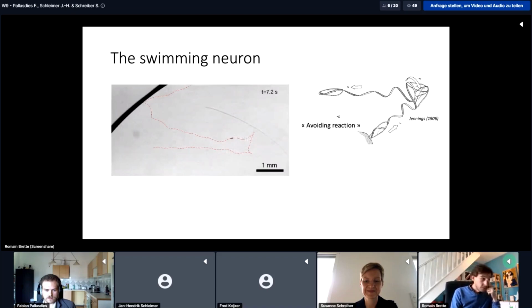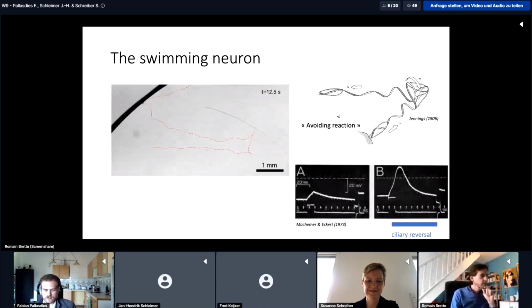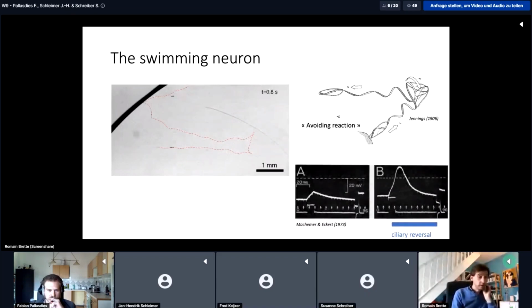And so why has it been called a swimming neuron? That's because this avoiding reaction is triggered by an action potential. It has been known for a long time, since the 60s. In fact, in the 60s and 70s and a little bit into the 80s, there was an active community working on Paramecium from a neuroscience point of view. And it was not a niche line of work. It was published in mainstream journals like Science and Nature, but it's been a little bit forgotten. So Paramecium has an action potential which is calcium-based.